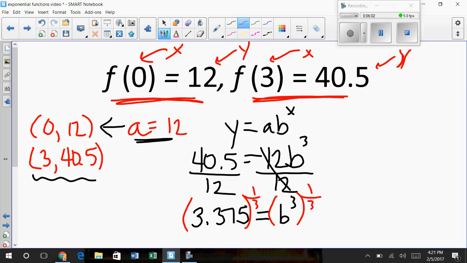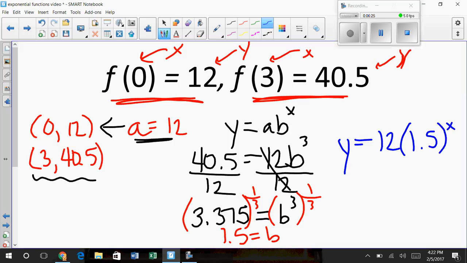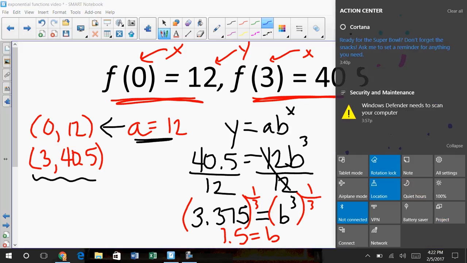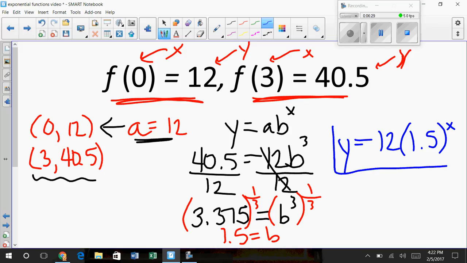So in my calculator now, I'm typing 3.375 caret 1/3, and make sure you put your 1/3 in parentheses. And I got a pretty nice number of just 1.5 as my b value. So then finally, I'm ready to build my function. This is y equals 12, parentheses 1.5 to the x. Remember, when we write out our function, we're no longer filling in for x or y.